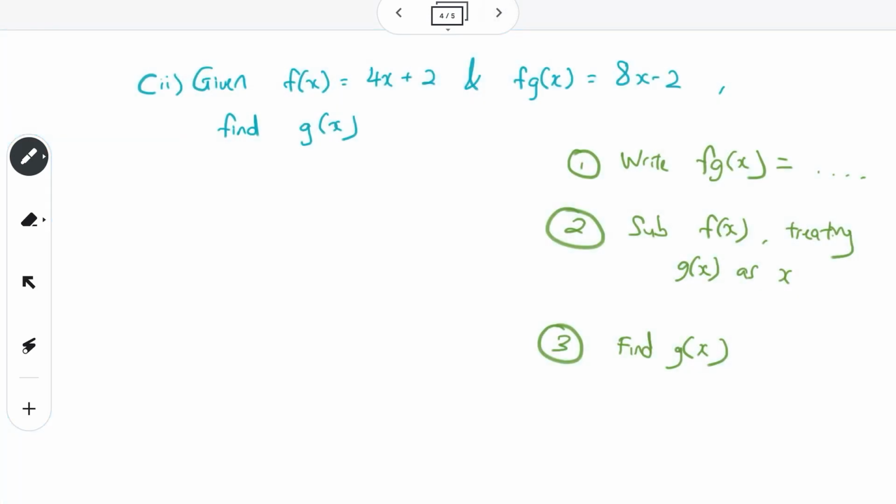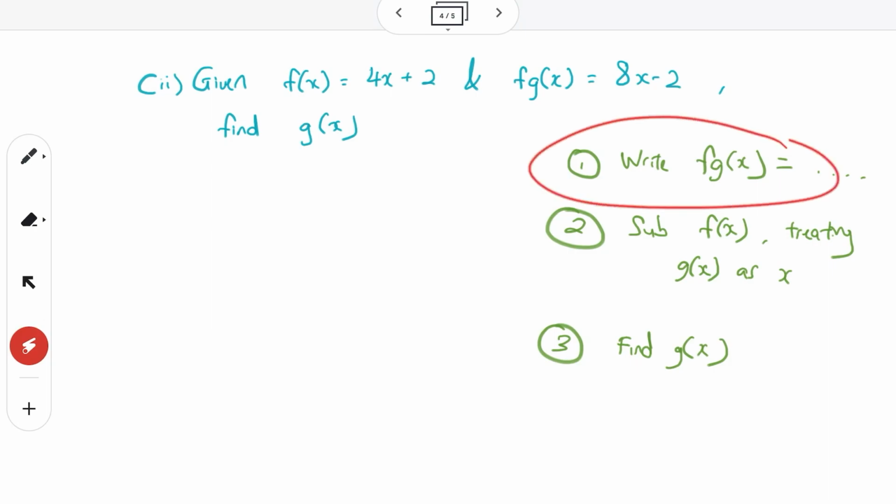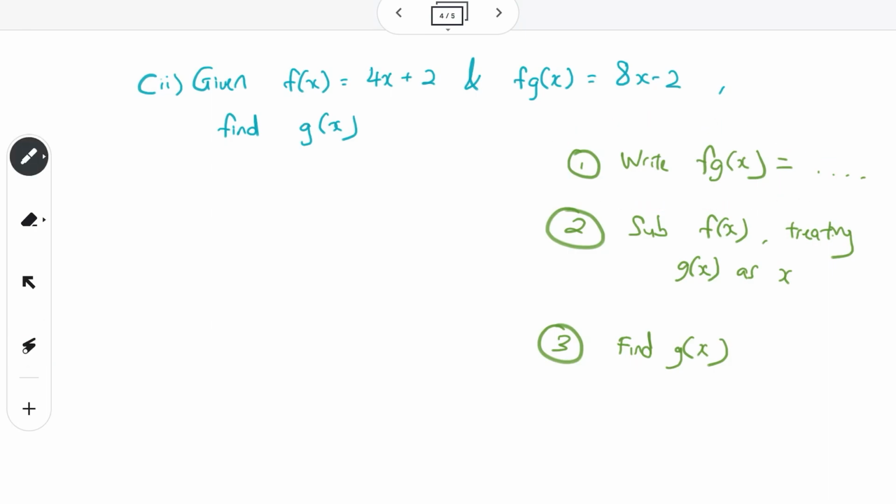Now, let's move on to the second kind of question, which is where they give you the composite function, but then they also give you the outer function, i.e. f(x) in this case. And you have to find the inner function, in this case, g(x). The first thing to do is to write out fg(x). And we know this equals 8x minus 2.